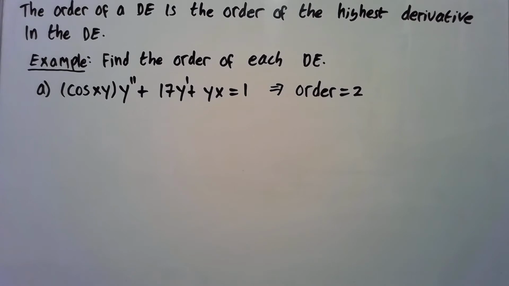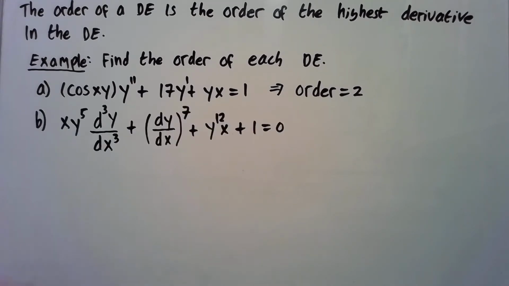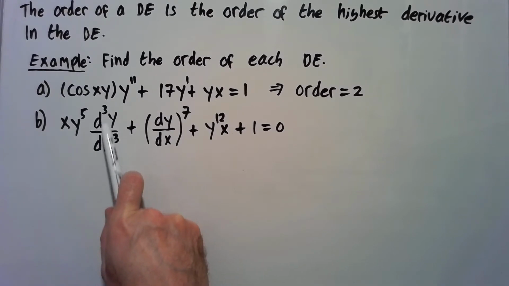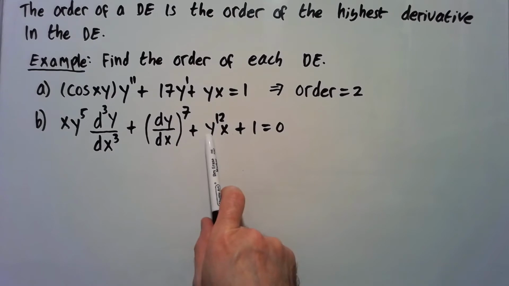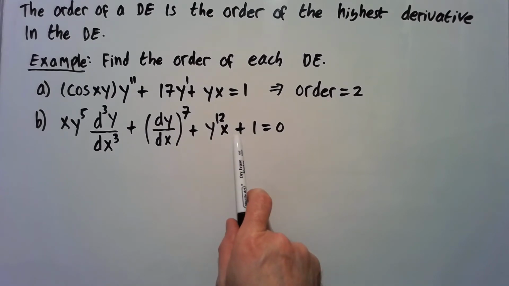So B. Okay, so B, we have x, y to the fifth, equals the third derivative of y with respect to x, first derivative raised to the seventh, plus y to the 12, x plus 1. So let's find the order of this.